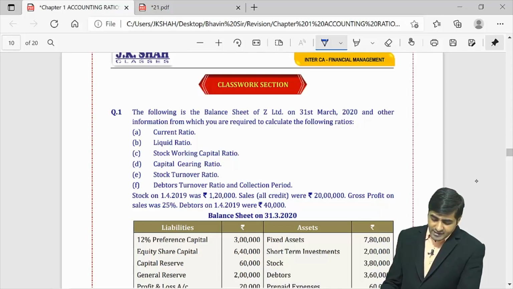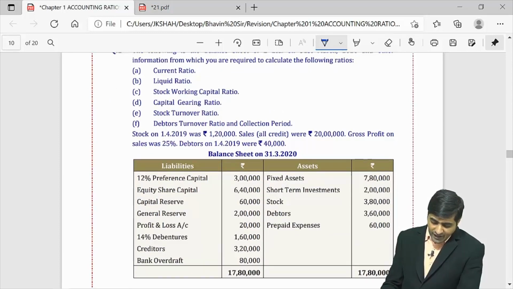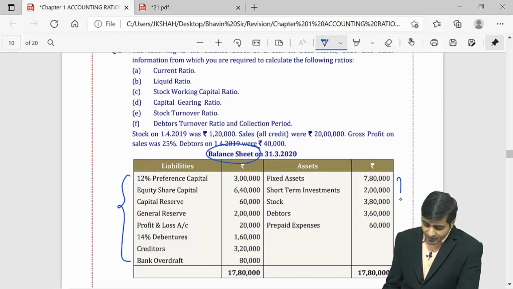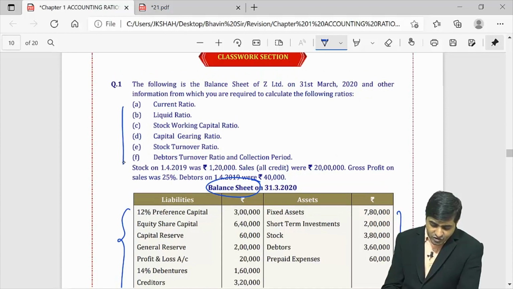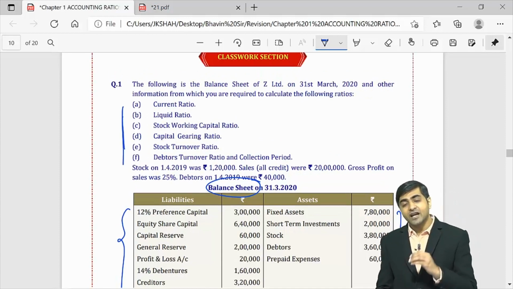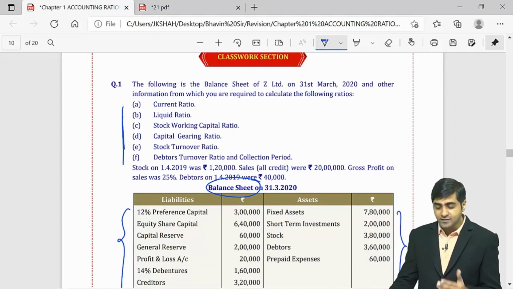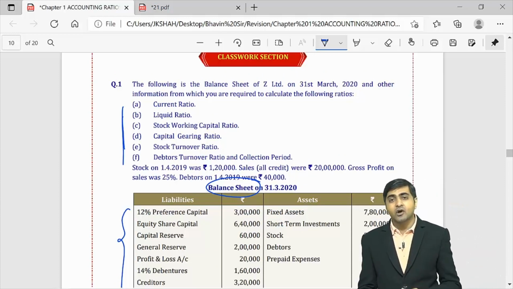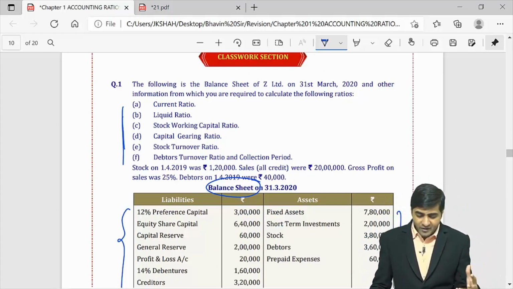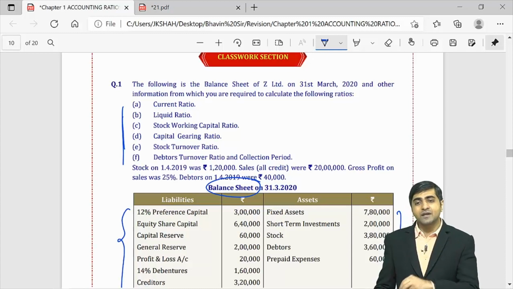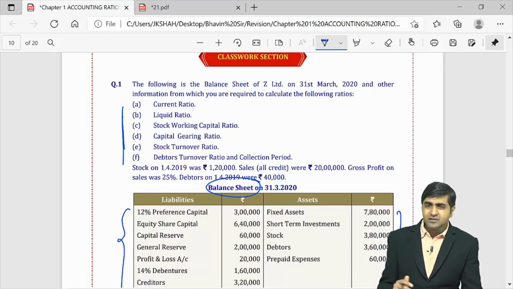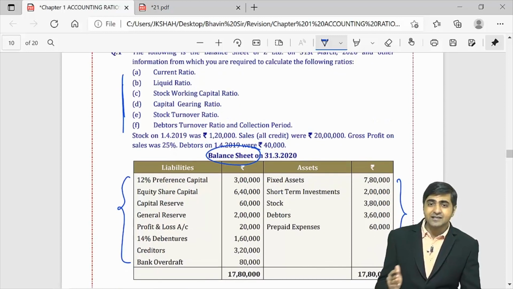See, in question number 1, we have the financial statements available, we have the balance sheet available, and these are the list of ratios. So on the basis of these financial statements, we have to calculate the ratios. So guys, this actually belongs to type 1 of the question, that we have to calculate the ratios based on the financial statements. Now such kinds of questions are extremely easy because we just have to classify the details and solve it.